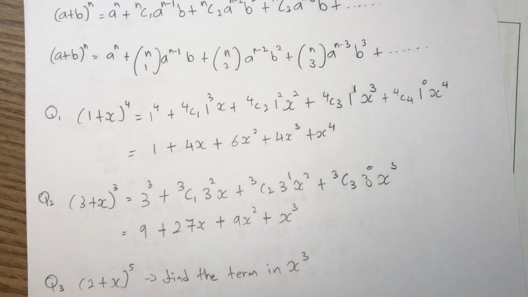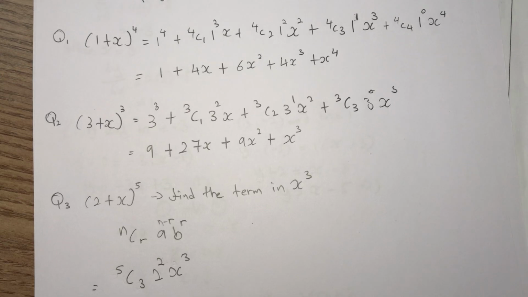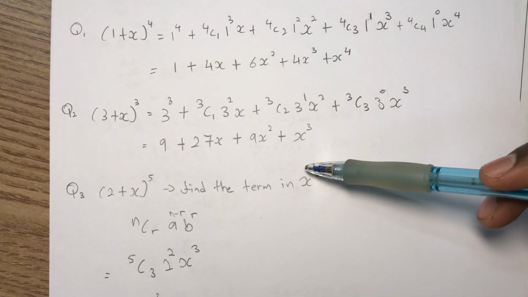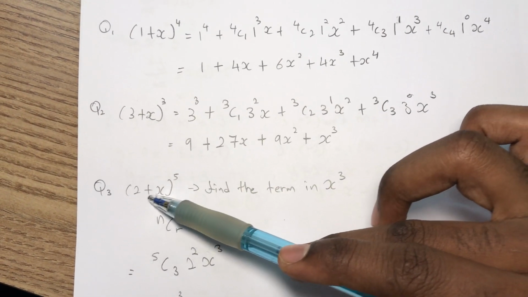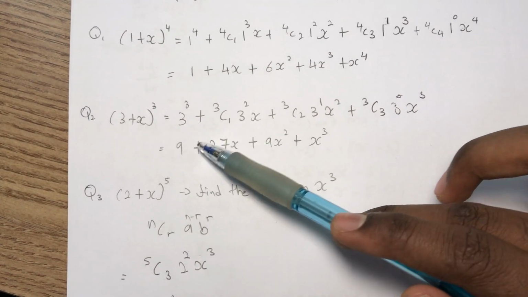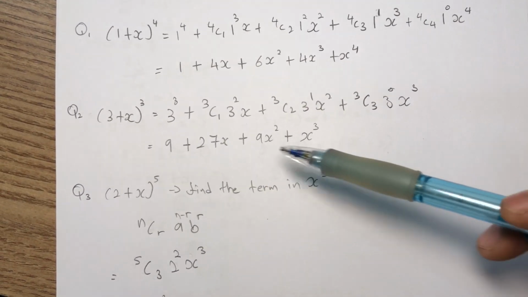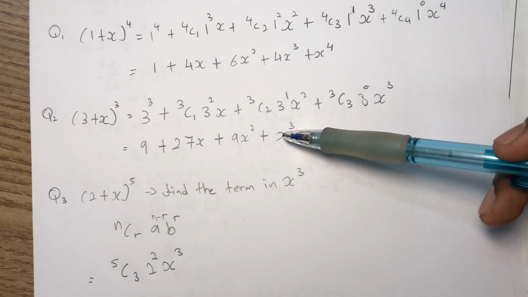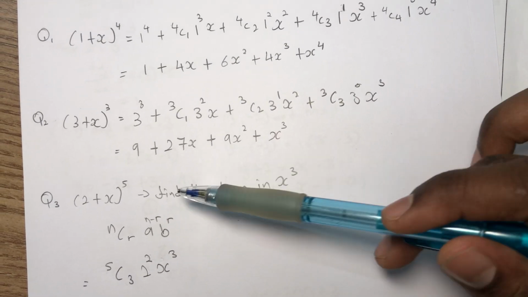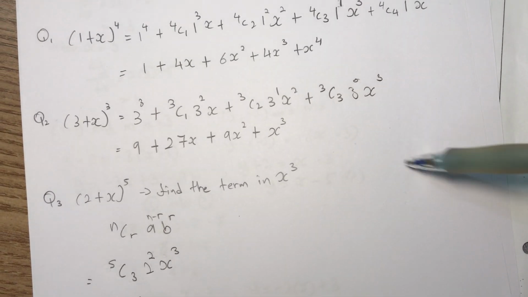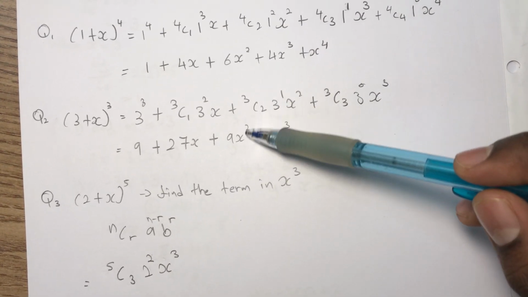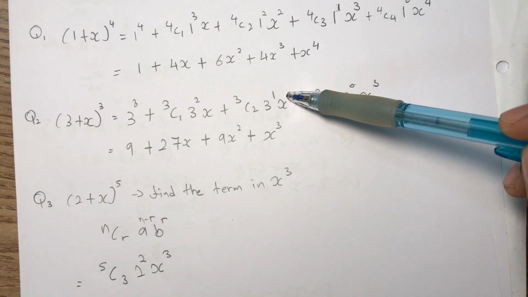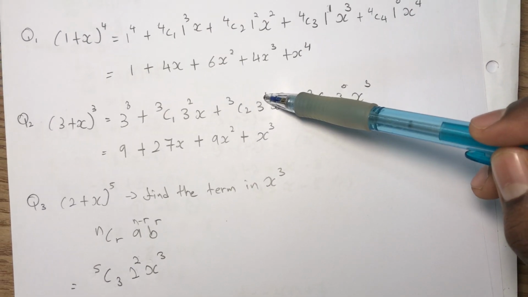You already expanded it. What if the question specifically requests you to search for the term in a particular power of x? Like you see here, this is (2 + x) power 5, but they don't want you to write the full expansion. They just want you to tell what is the term in front of x cubed. We can't be wasting our time expanding one by one or using the binomial theorem. But we can do one shortcut: if you spot this, this number and this number are always the same, and this will be n minus r.